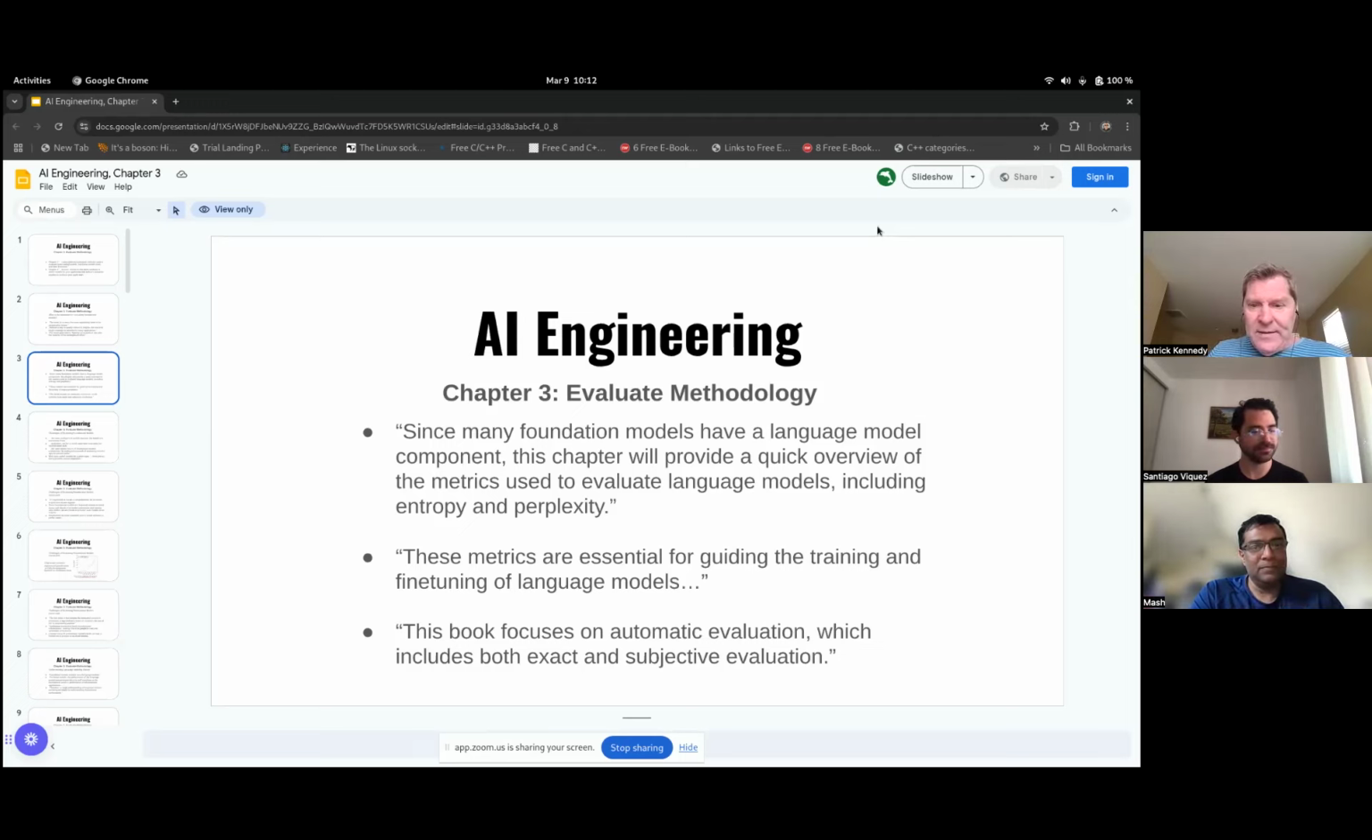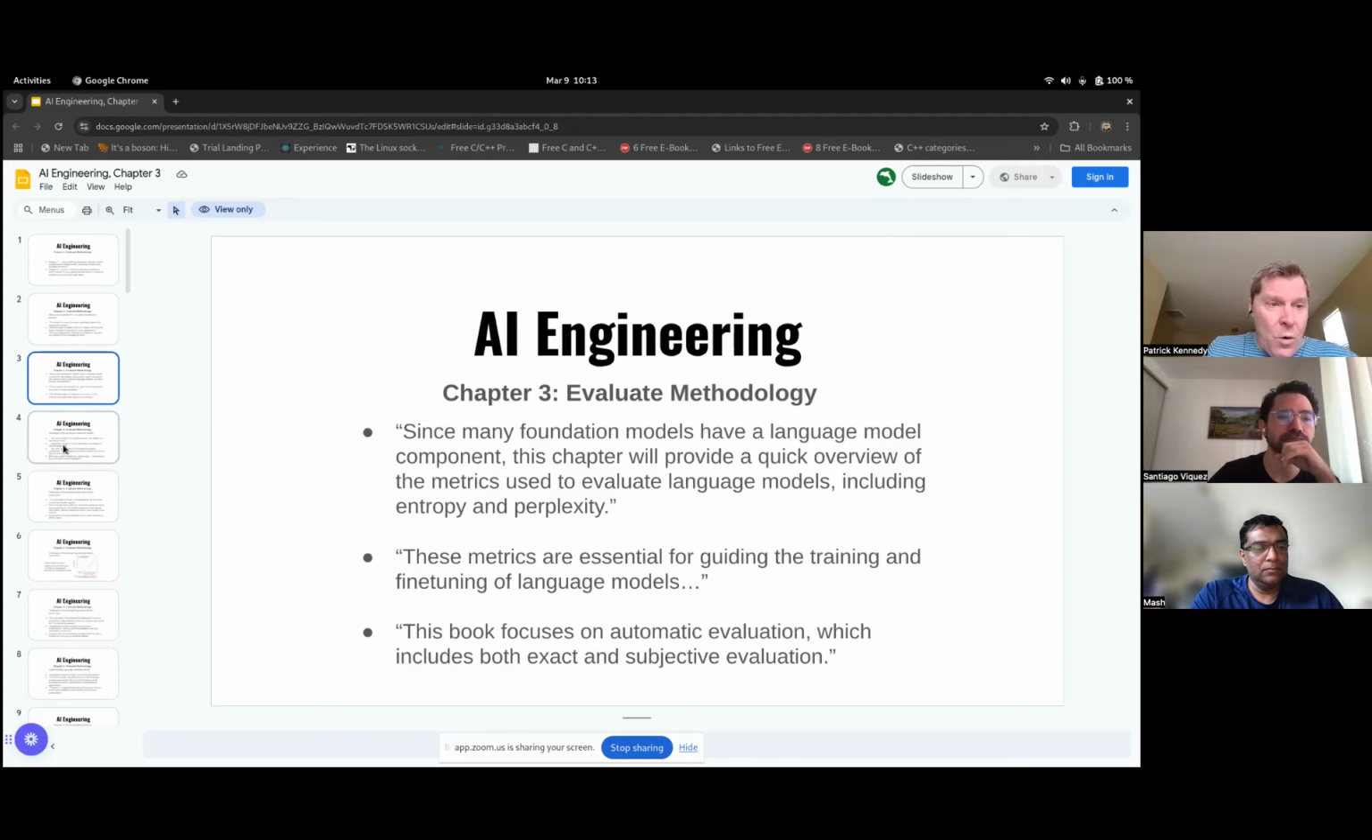These metrics are essential for guiding the training and fine-tuning of language models, things like perplexity and entropy. And this book focuses on automatic evaluation, which includes both exact and subjective evaluation.